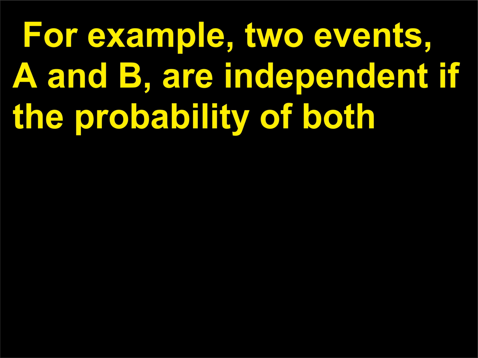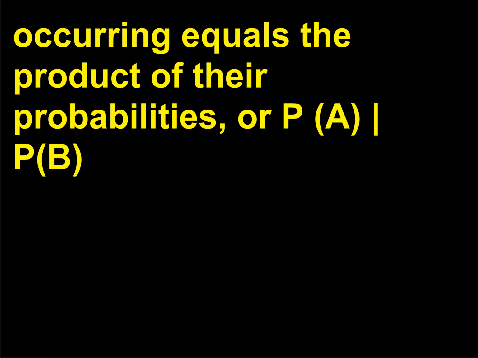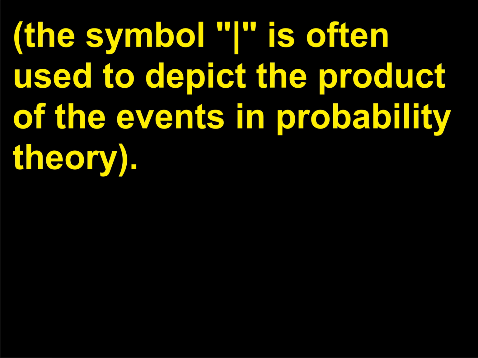For example, two events, A and B, are independent if the probability of both occurring equals the product of their probabilities, or P(A) × P(B). The symbol × is often used to depict the product of the events in probability theory.